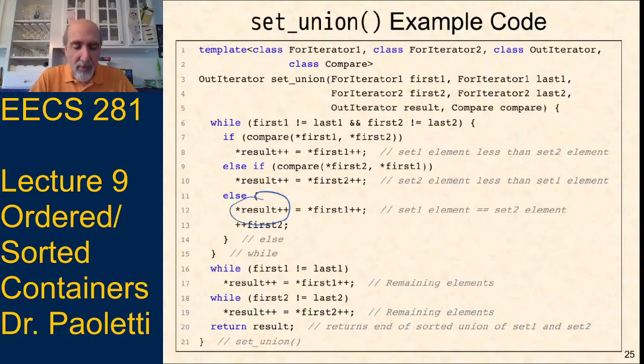Question for you to think about. How would you turn this into set intersection? We're running out of time, so I don't want to go through the changes. Think about it. How would we make this be a set intersection instead of a set union? There's some code that's going to be deleted, some code's going to change.